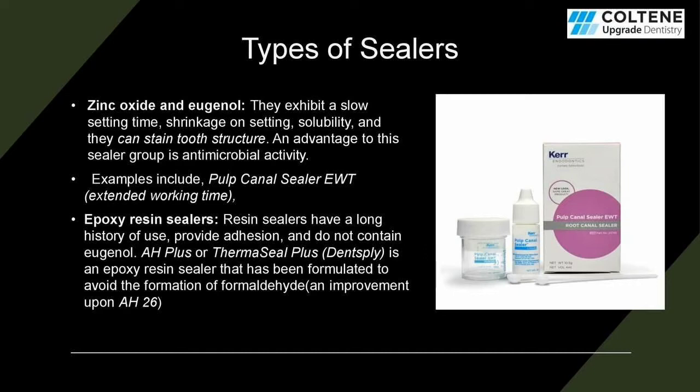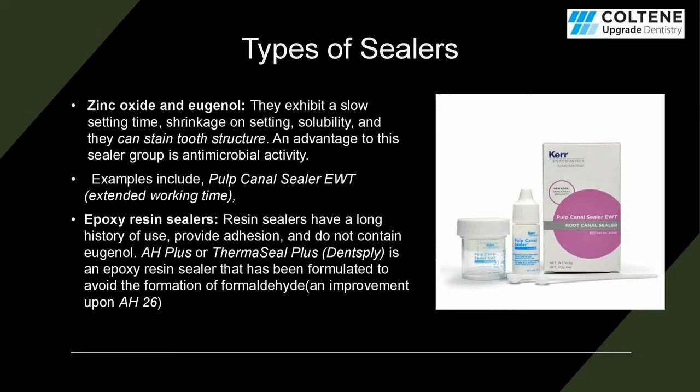The other things that are available in the market are epoxy resin sealers, which are still in use today. And it is a good sealer. Nevertheless, it has its own disadvantages. For example, the first thing that they came up with was AH26, and one very bad thing that it had was a release of formaldehyde, which we all know is a carcinogen. So it was ultimately redesigned, and they came up with AH Plus, which they claim does not have any formaldehyde as such.